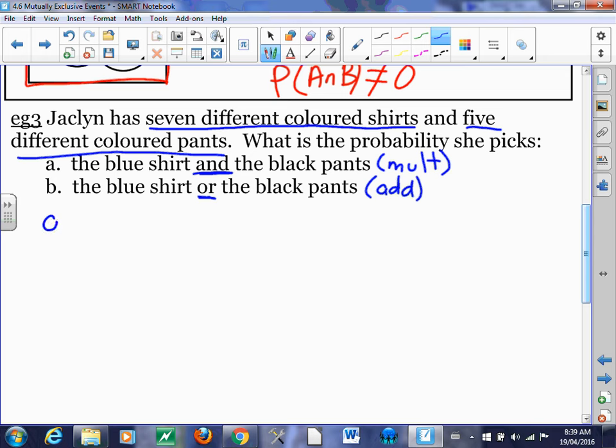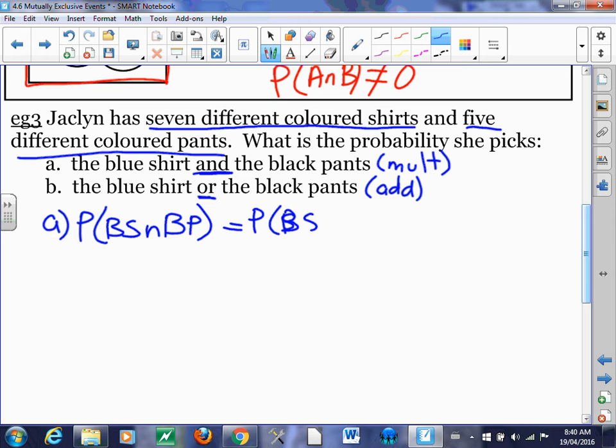All right, let's take a look at A. So probability of getting a blue shirt, BS, oh sorry, I'm going to say BS. This is a bunch of BS, folks, okay? And B, black pants, equals the probability of your blue shirt times the probability of getting a black pants. Okay, so let's figure this out.